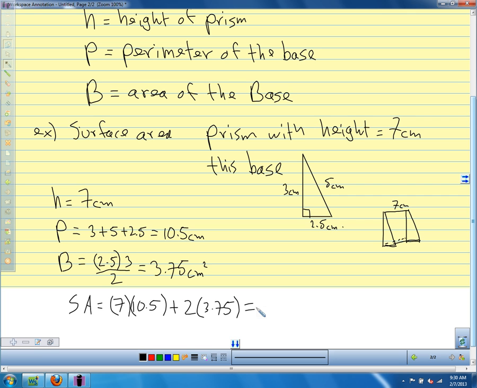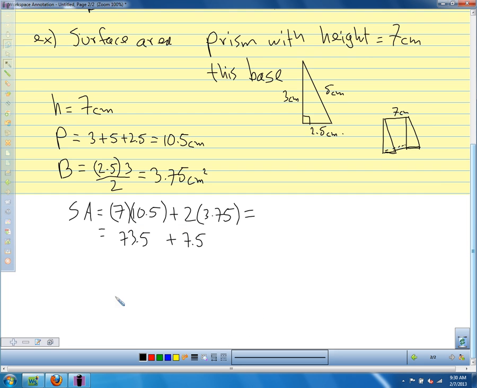So I get 10.5 times 7 is 73.5. And I add 2 times 3.75, which is 7.5. I add those together, and I get a nice round number. Our surface area equals 81 square centimeters.